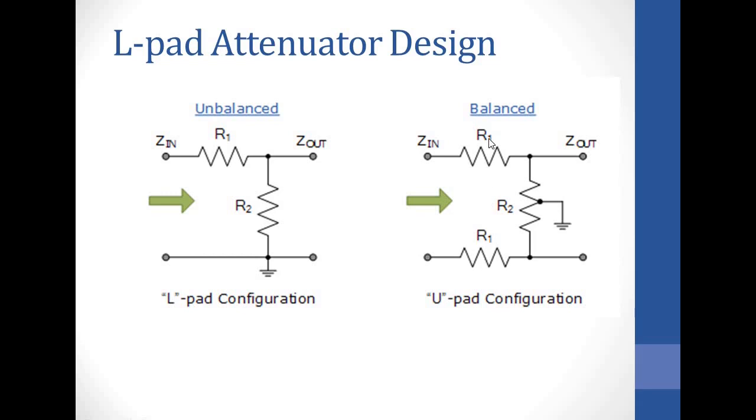These resistors are equal. R1 is equal to this R1. And then you've got your shunt resistor. By converting to this, you would have balance. Both series arms should have the same impedance. This is called a U because it's of this shape, as you can see as I'm moving my pointer. So this is an L-pad attenuator.